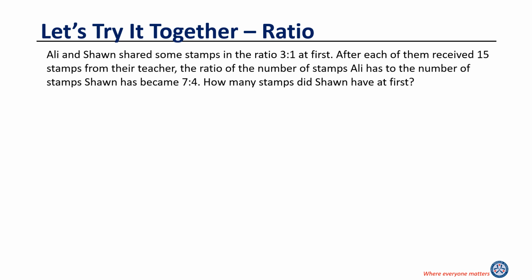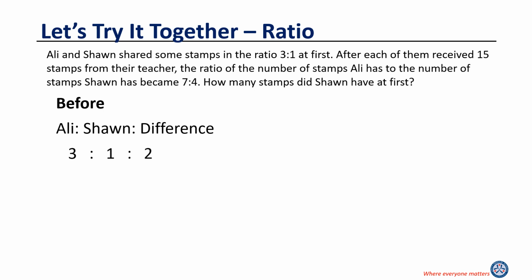Ali and Sean received the same number of stamps from their teacher, so the difference between the number of stamps each boy has remains the same. For the before situation, the difference between the number of stamps Ali has and the number of stamps Sean has is 3 units minus 1 unit, which is equals to 2 units. So, the ratio of the number of stamps Ali has to the number of stamps Sean has to the difference is 3:1:2.